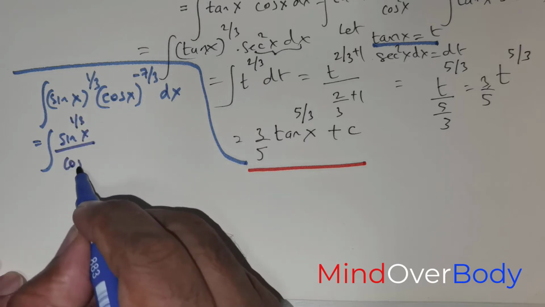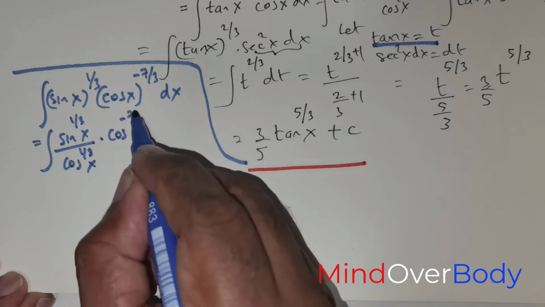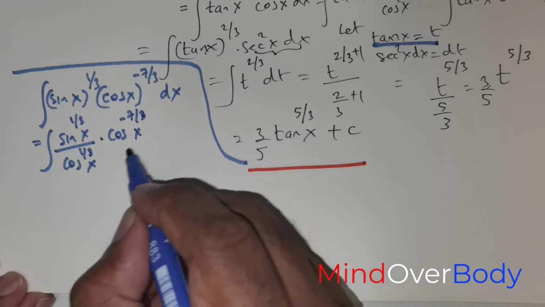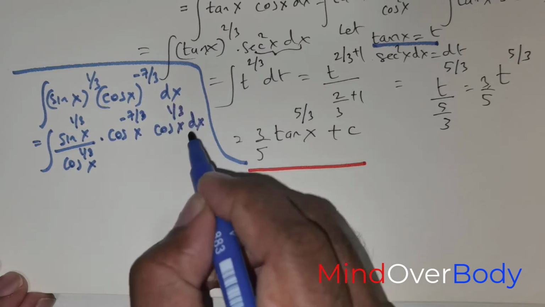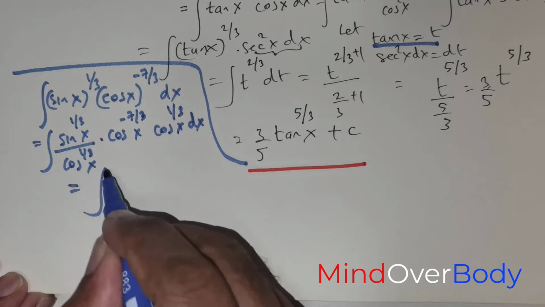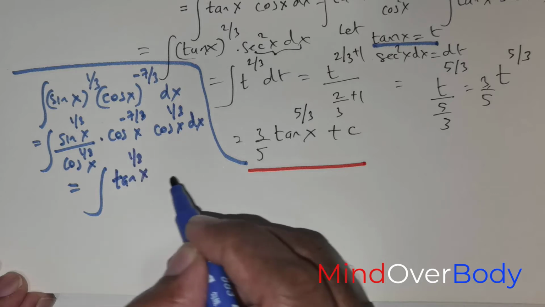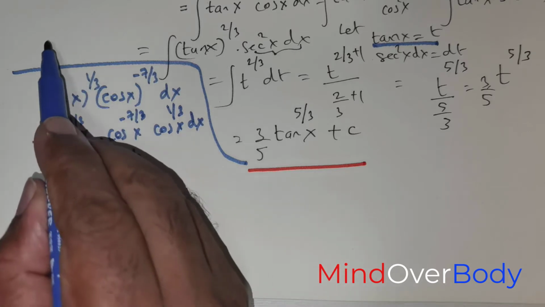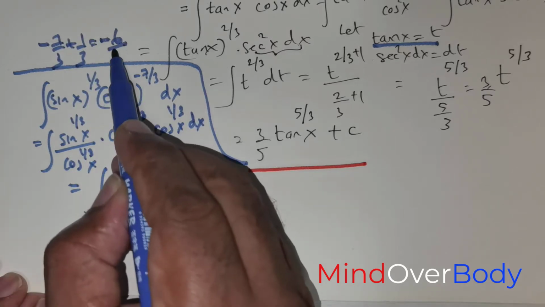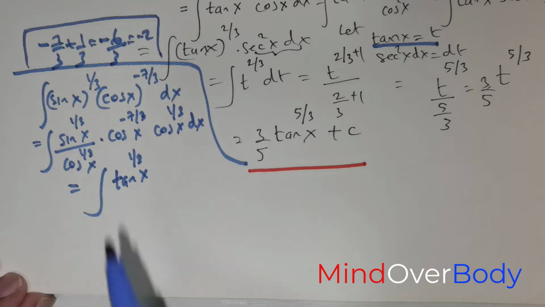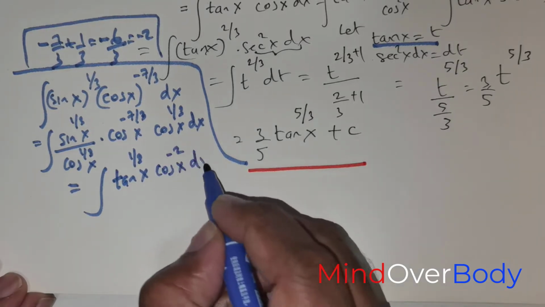I'm going to divide it by cos raised to the power of 1/3 x times cos raised to the power of negative 7/3 x times, I need to neutralize this cos, so it's going to be cos raised to the power of 1/3 times x dx. Now this is going to be integral sine over cos, that's going to be tan raised to the power of 1/3 x, and this is negative 7/3 added with 1/3, which will give me negative 6/3, which is nothing but negative 2. So this is nothing but cos raised to the power of negative 2x dx.